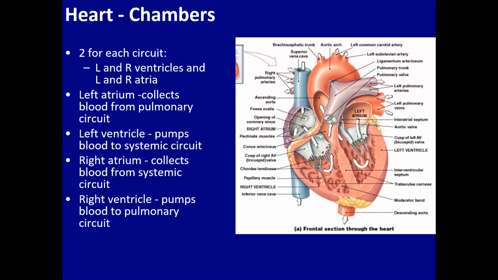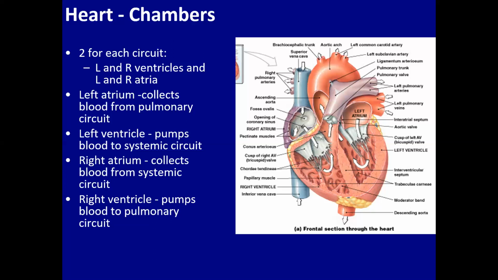So if it's bright red, it's oxygenated. If it's blue, it's deoxygenated. That purple is indicating that yes, it's deoxygenated, but it's also in an artery, okay? So don't just think that colors are going to help you in regard to the heart.